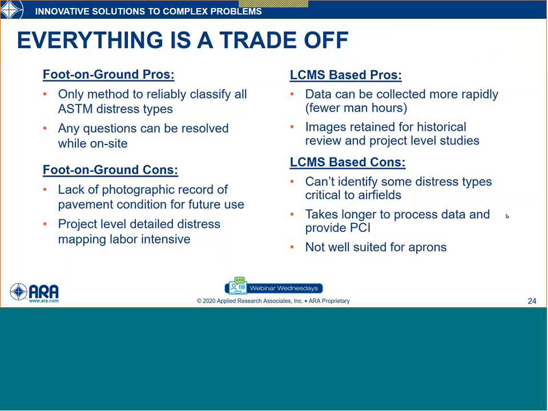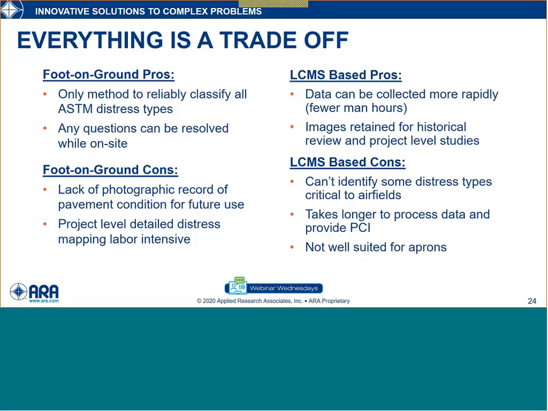For a foot-on-ground approach, the biggest pro is that it's the only method right now that's going to reliably classify all of the ASTM distress types. One of the cons, however, is that you're not going to have 100% coverage of photos to use later. We're certainly going to take a lot of photos with the foot-on-ground survey, but it will be maybe one photo per sample unit as opposed to 100% coverage. That's one of the big pros of the LCMS approach. We're probably going to start with a network-level survey for pavement management, but if we do that with an LCMS, we'd have the ability to go back later and do a project-level survey off all that data because we have 100% coverage of images.